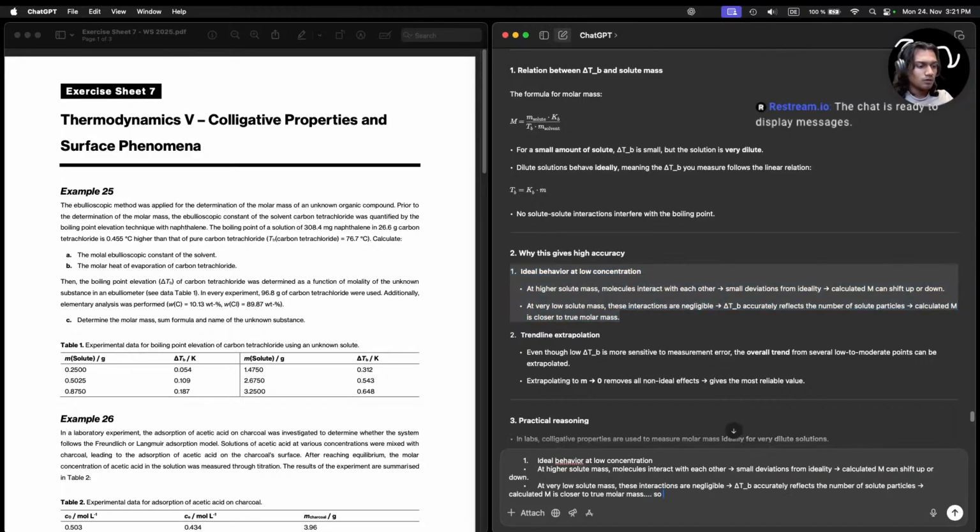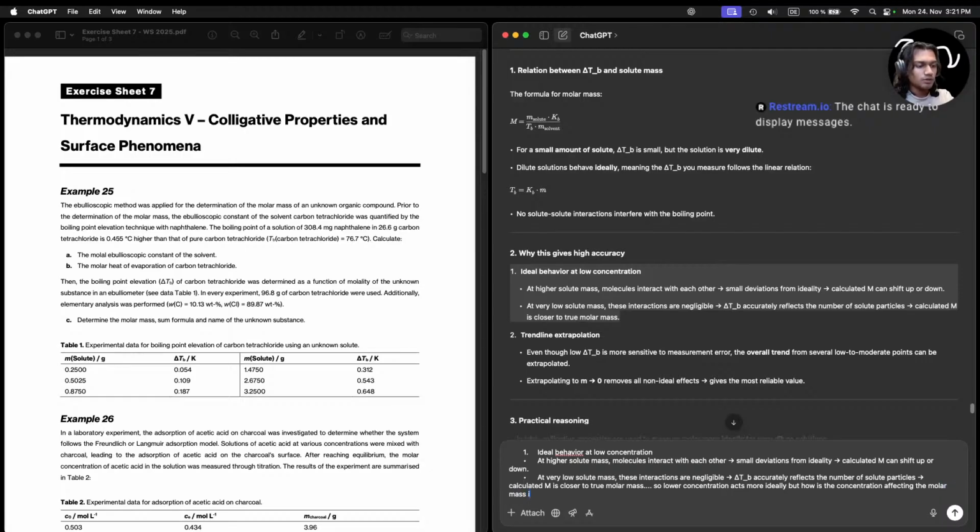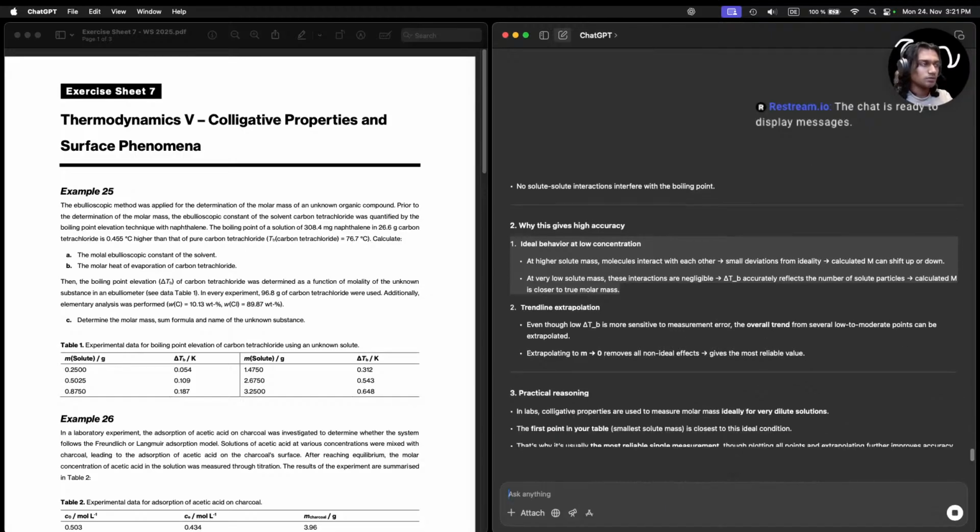So, lower concentrations act more ideally, but how is the concentration affecting the molar mass? It should always stay the same from what I have understood on molar mass.